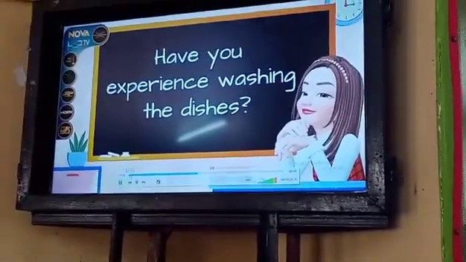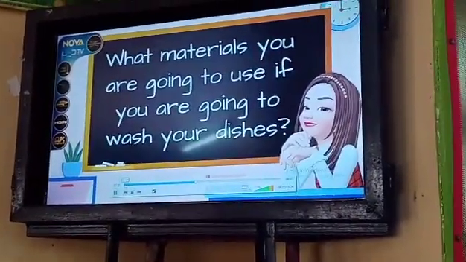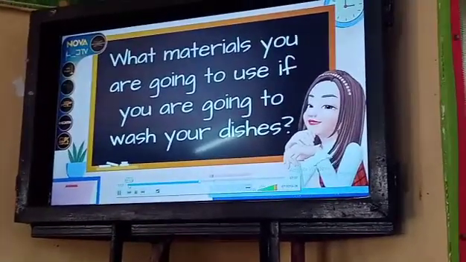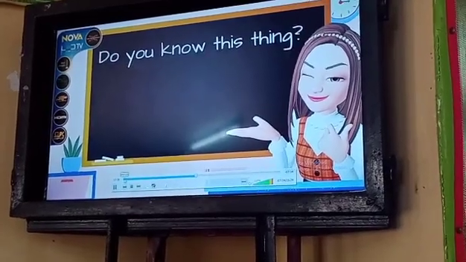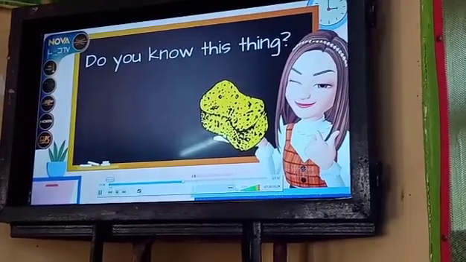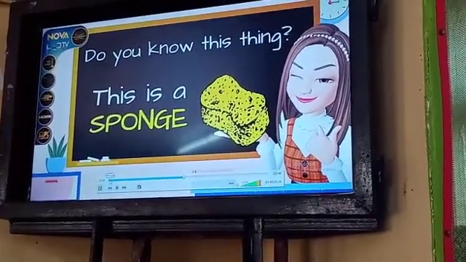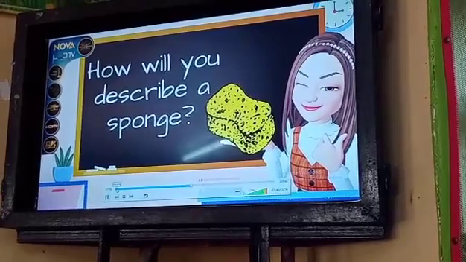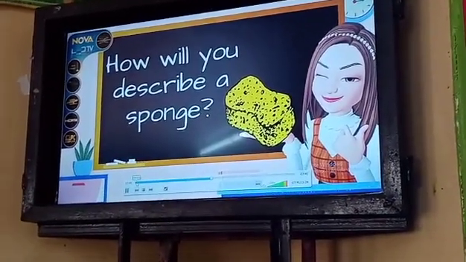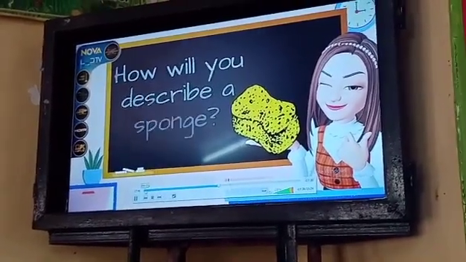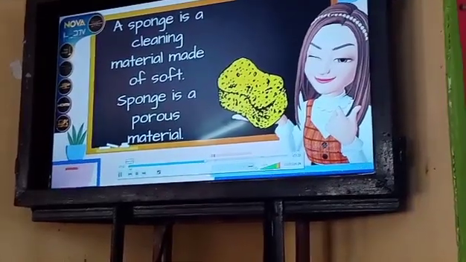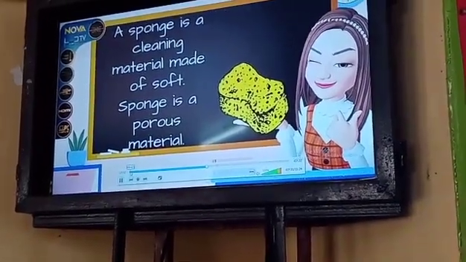Have you experienced washing the dishes? What materials are you going to use if you are going to wash your dishes? Do you know this thing? Okay, that's what we call a sponge. How will you describe a sponge? A sponge is a cleaning material made of soft. Sponge is a porous material.